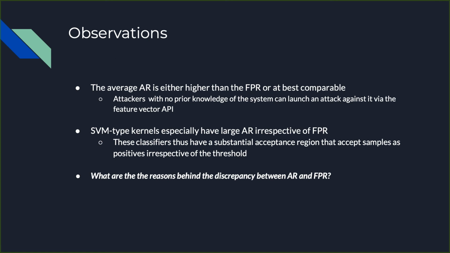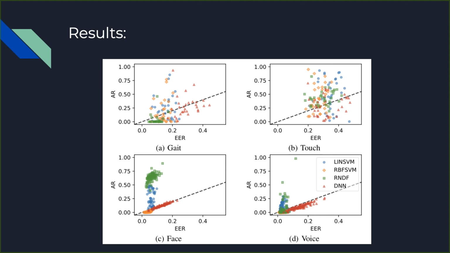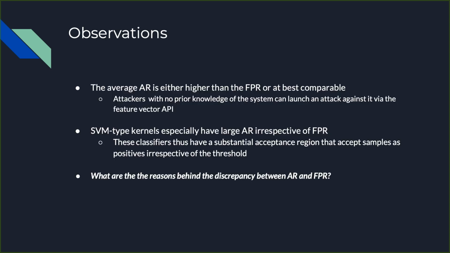So the observations are just what I've said before. The SVM types have large AR irrespective of FPR, which is basically shown here. And the average AR is either higher than the FPR or at best comparable. So that means that basically the FPR is not a good indication of the size of your acceptance region. So the next step would be trying to identify the actual variables that may cause the changes inside the acceptance region.